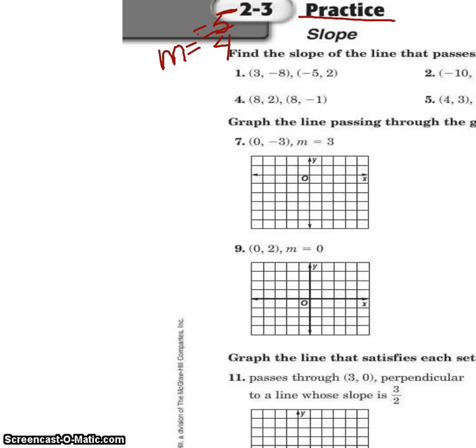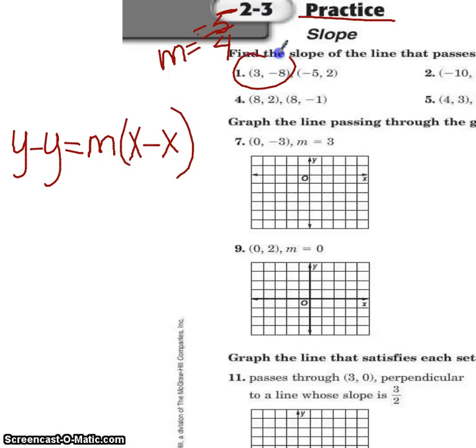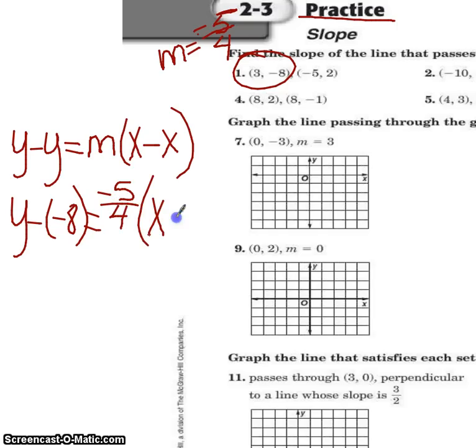So here I'm going to get y minus y1 equals m times x minus x1. I'm going to use this first point. Remember, it doesn't matter which one you use as long as you're consistent. So I'm going to use y minus a negative 8 equals a negative 5/4 times x minus 3.